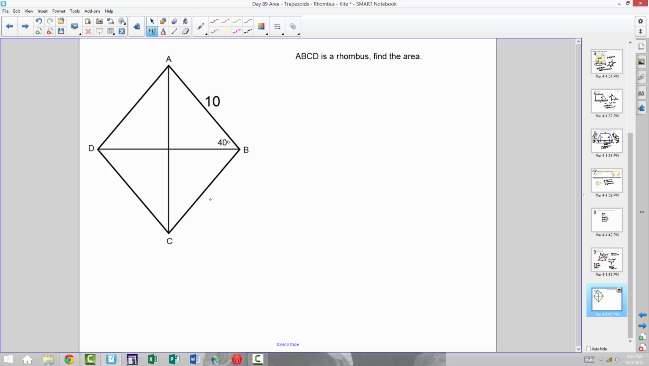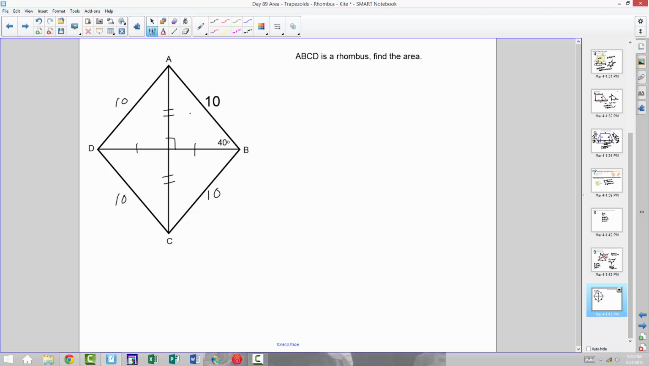So ABCD is a rhombus. Find the area, and I only give you that it's a rhombus. So in a rhombus, diagonals will be perpendicular and bisect each other. I'm going to create my tick marks, and all sides are 10. Now, you don't use the side lengths to find the area. You're going to use the side lengths in a rhombus to find the parts of the diagonal.